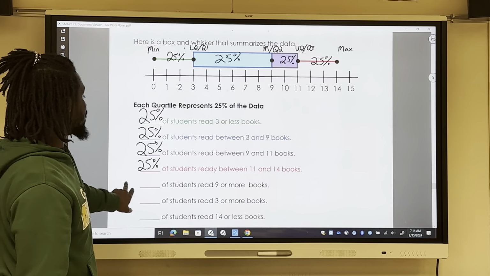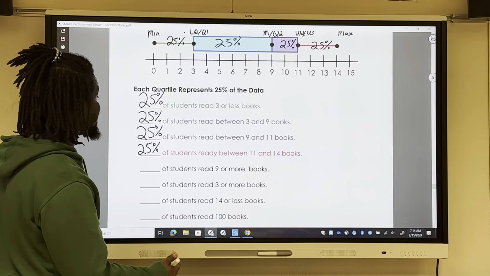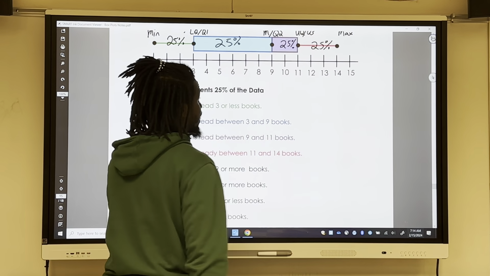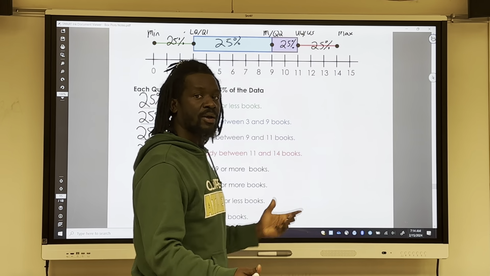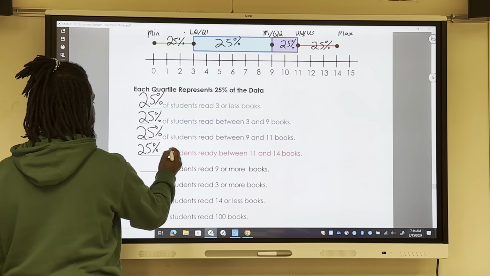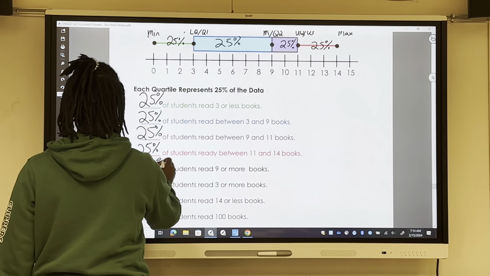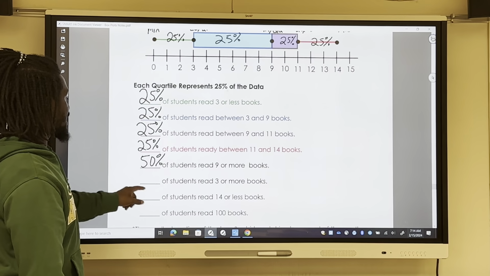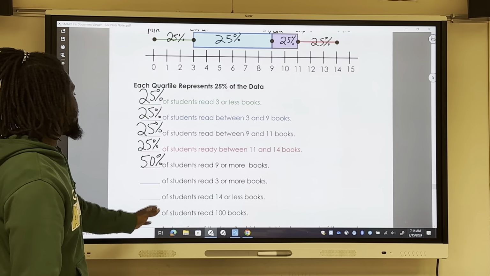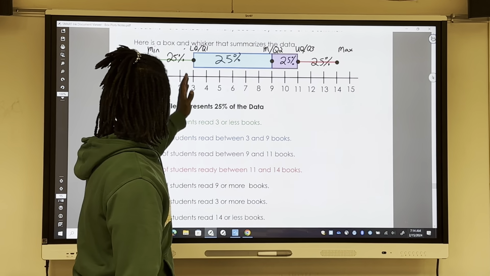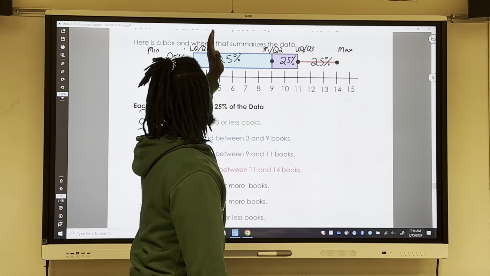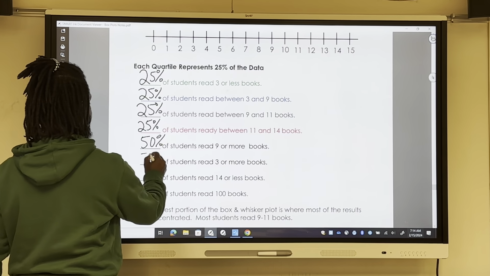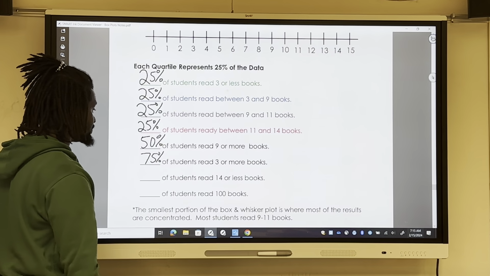Now, what's the percentage of students that read 9 or more books? Well, there's 2 sections of our box plot that fall at 9 or more. So in this case, that would be 50% of our data falling in those 2 sections. Okay, and then how many students read 3 or more books, right? So 3 or more, we got 25, 25, 25 for a grand total of 75% of our data.